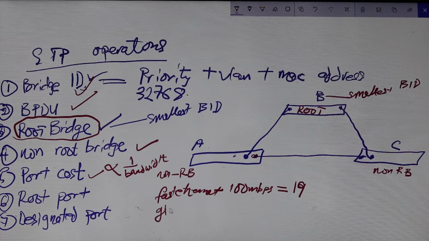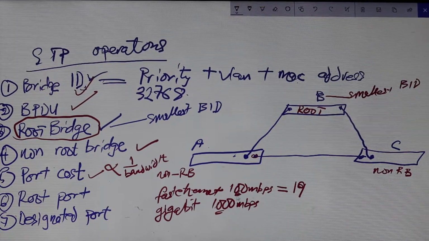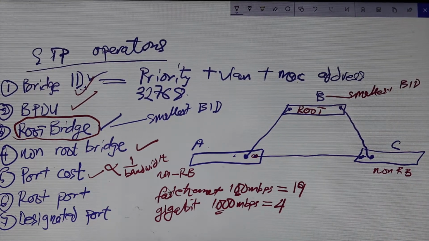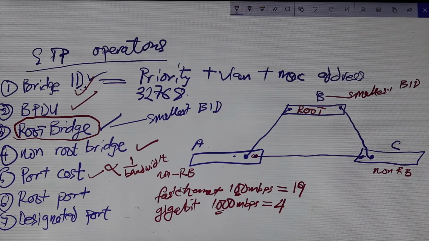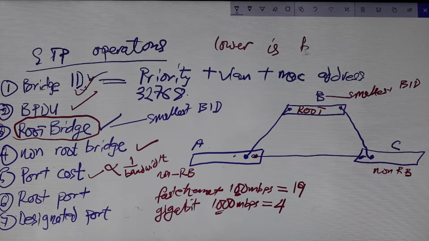Gigabit interfaces are 1000 megabits per second. You see the bandwidth here is higher than this, so they have given it a value of 4. You see, it's inversely proportional. That is port cost. So if a port cost is lower, it's better. Remember, I told you for switching, everything lower is better. Okay? Lower is better.